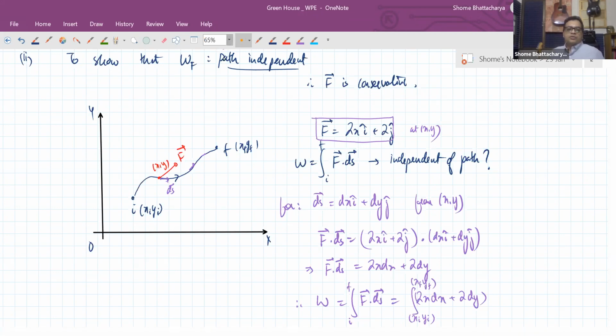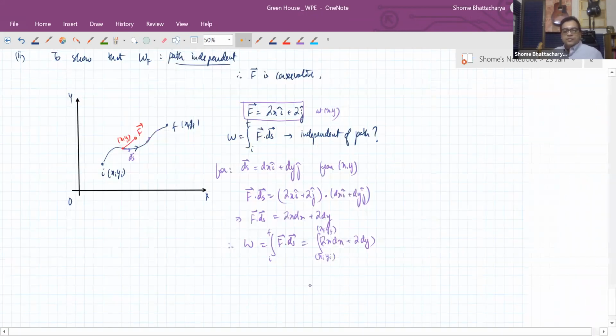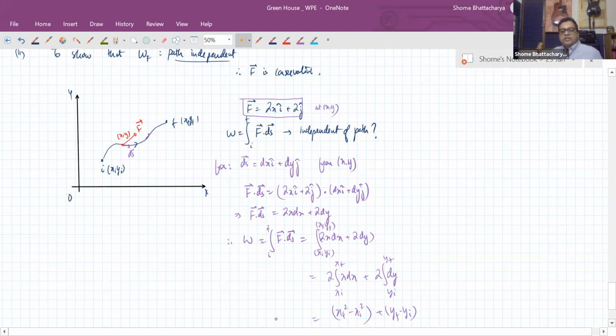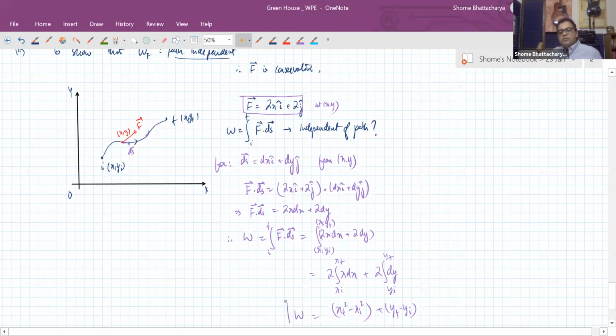So next step, what we will do is we'll break this integral into two parts. So the first one is x dx, second one is this, and this is going from x initial to x final, and this is going from y initial to y final. So you can see that now we're getting a particular formula for the work done, a sort of general formula for work done by this force from any initial to any final position.